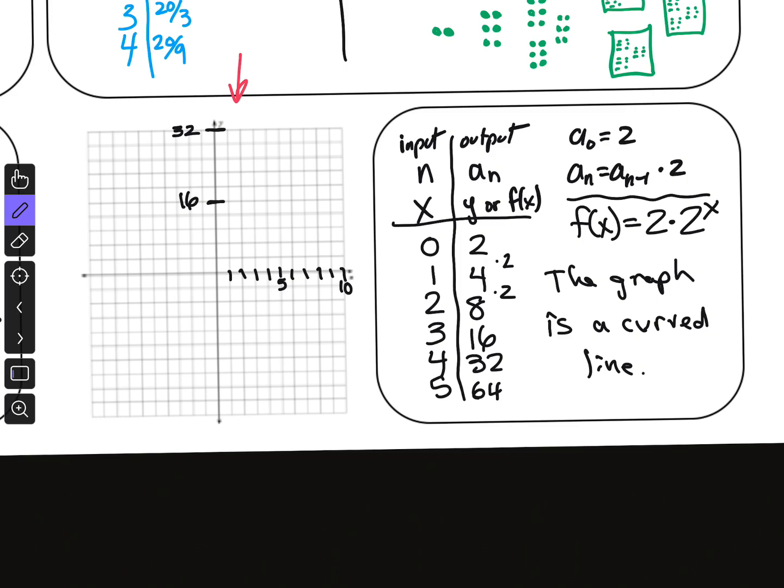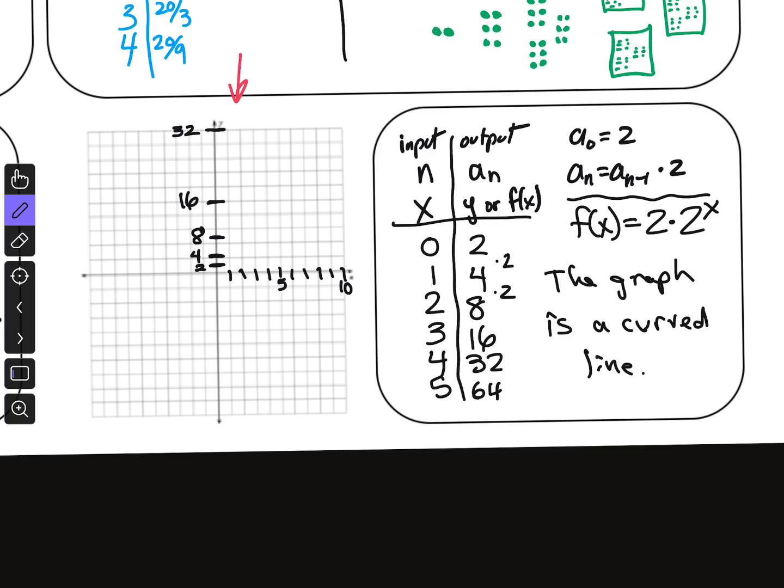Then I'm going to go halfway between that, which is kind of right about here. That's going to be 8. Then halfway, right about here, going to be 4. Then half of that, which will be about here, will be 2. Okay. So you'll want to label your graph accordingly.